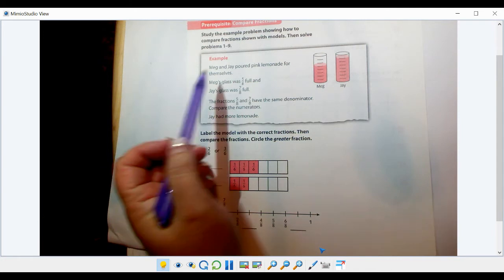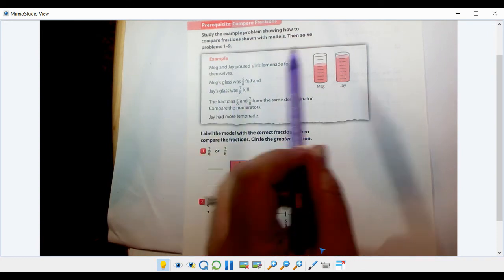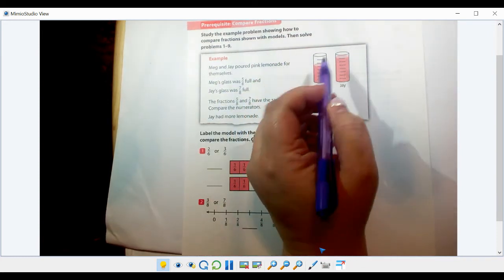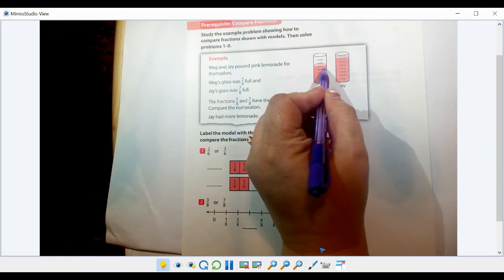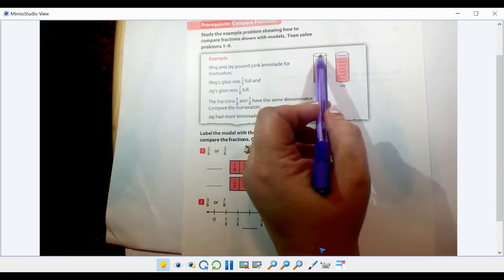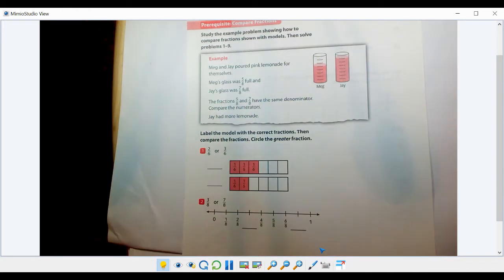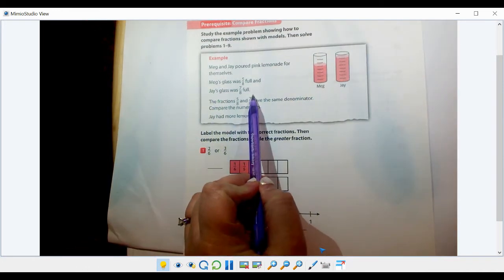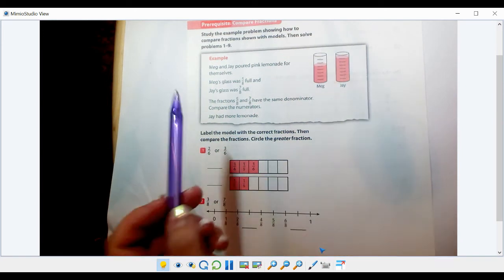Our example says Meg and Jay poured pink lemonade for themselves. Meg's glass was 5/8 full, so if we look at her glass, we can see that we have 1, 2, 3, 4, 5, 6, 7, 8 parts, and 1, 2, 3, 4, 5 of those parts are full. Jay's glass was 7/8 full. So you can see he's got 7/8 full and 1/8 left.